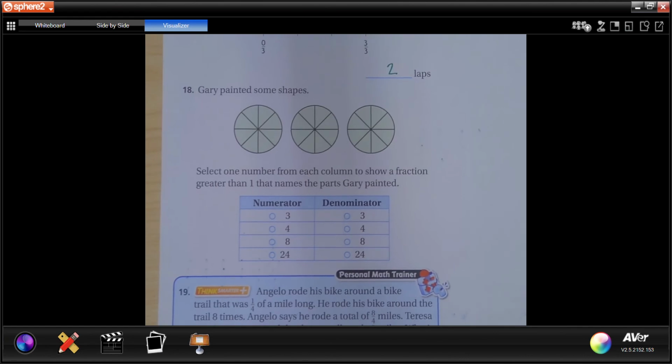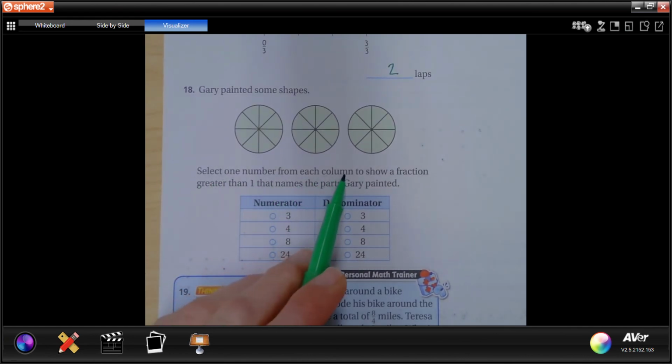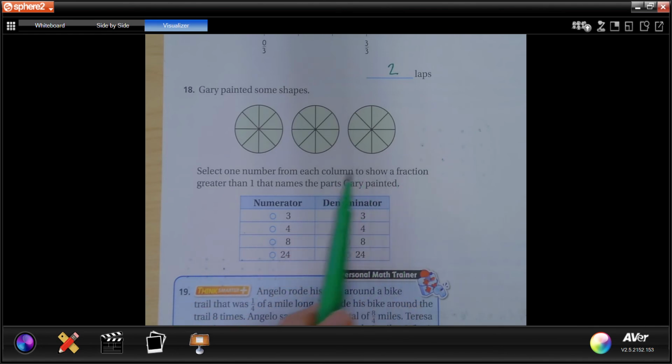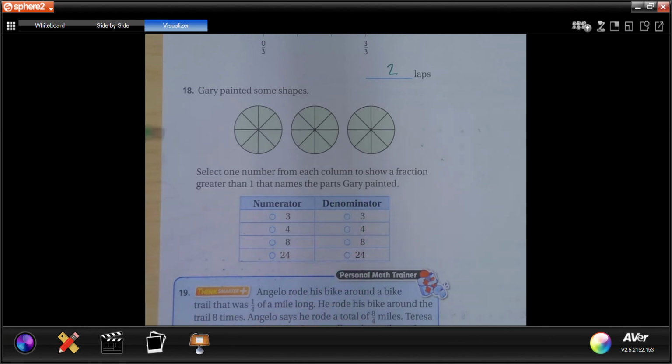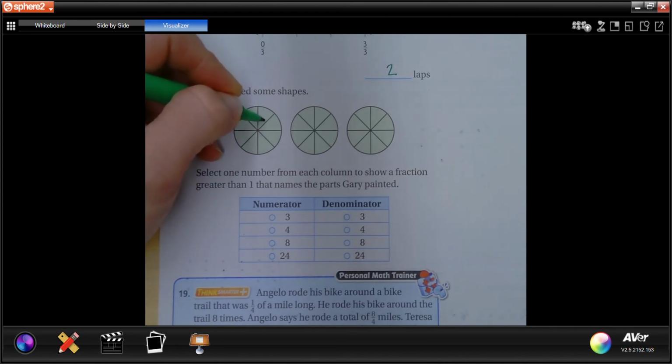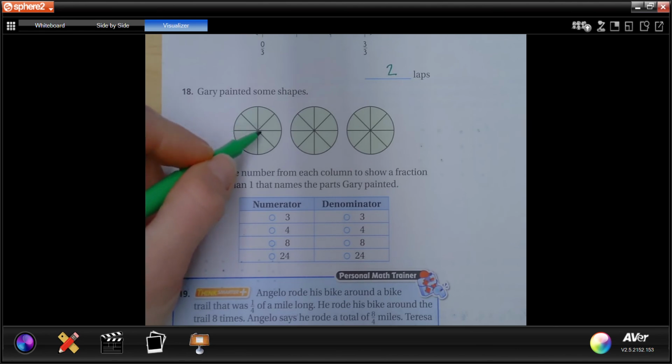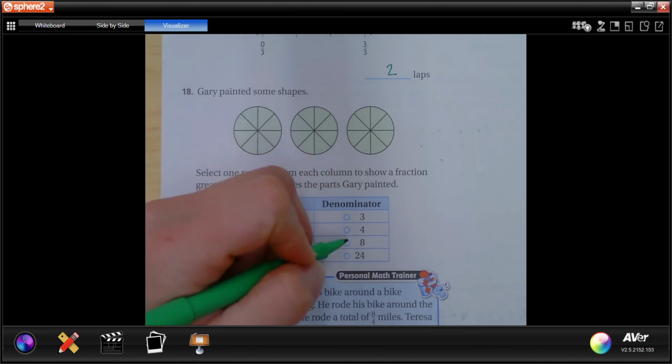Gary painted some shapes. Select one number from each column to show a fraction greater than 1 that names the parts Gary painted. Well, let's find out how many are in 1 whole. Our denominator is the amount that's in 1 whole. So 1, 2, 3, 4, 5, 6, 7, 8. There are 8 pieces in 1 whole, so that would be our denominator.